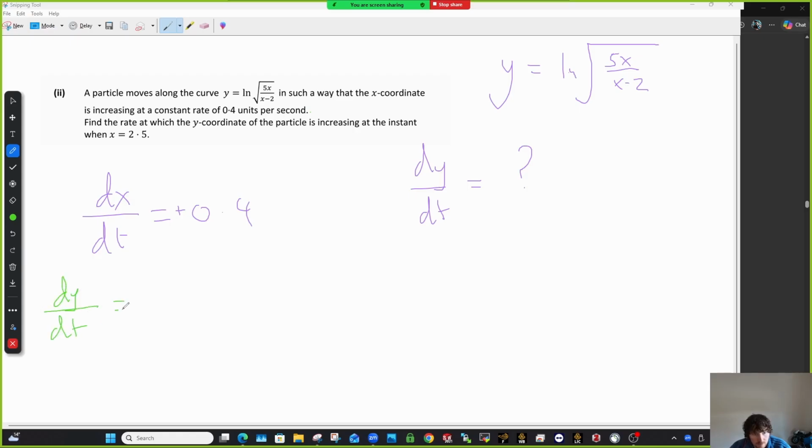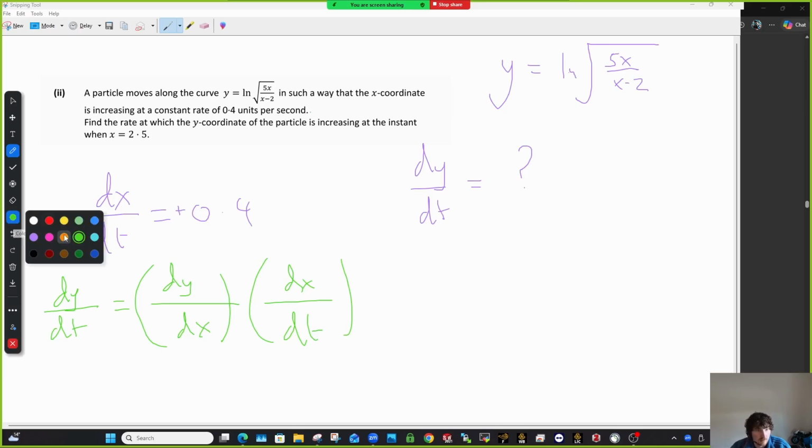dy/dt equals a line, dy has to go there, dt has to go here. And so based on what we're talking about in the question, it makes sense to put a dx here. So we get these two things, multiply them together, and we have our answer. We already have dx/dt, it's 0.4, so we get dy/dx, and we'll get that by taking the derivative of this thing in pink.